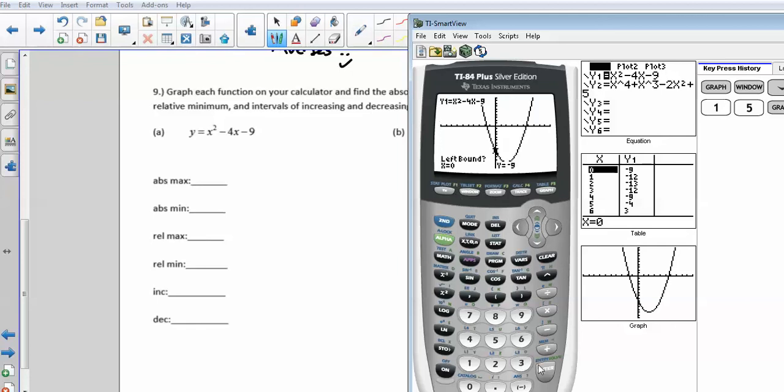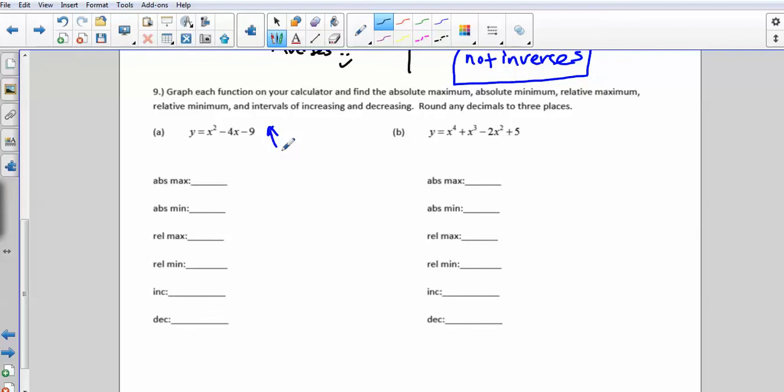I'm to the left of the minimum, so I'm going to press enter. And then I move the cursor to the right of the minimum. Press enter. And then move close to the minimum. And press enter. So the coordinates of that point there are 2, negative 13. It looks like 1.99, but that's a rounding error on the part of your calculator. So it really is 2, negative 13. So I'm just going to draw myself a sketch here, and this point here is 2, negative 13.